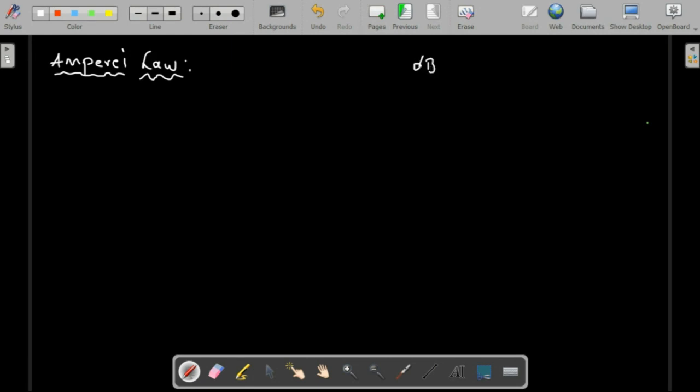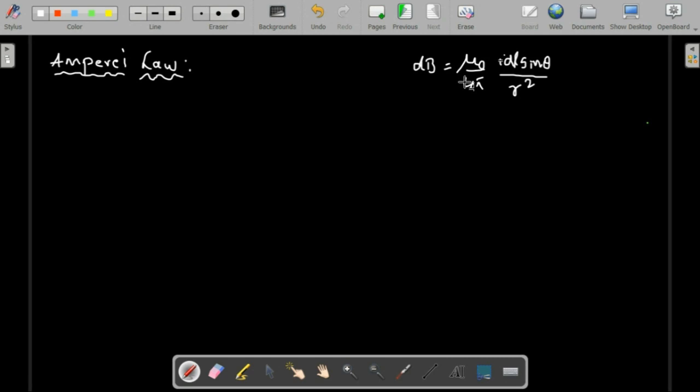So, if we want to find out a magnetic field due to a very small current carrying element, we can use the Biot-Savart's law like this: I dL sine theta by r square. So, whatever forms, special cases we have seen everywhere, we used Biot-Savart's law.